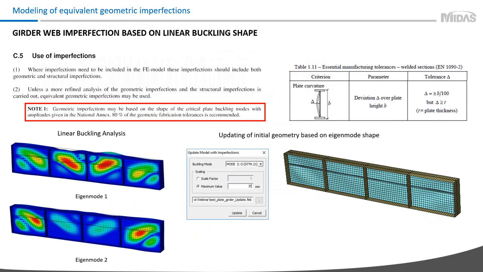Eurocode Annex also allows to consider imperfection using the linear buckling shape. In this case, firstly, you have to perform linear buckling analysis. Then you check buckling eigenmodes, select the appropriate mode, and then you have to update the initial geometry of the finite element model. Midas FEA has an update model feature for this operation, and the scaling of the geometry imperfection can be defined by a scaling factor or by a maximum value. As for the value, Eurocode allows to use manufacturing tolerance.